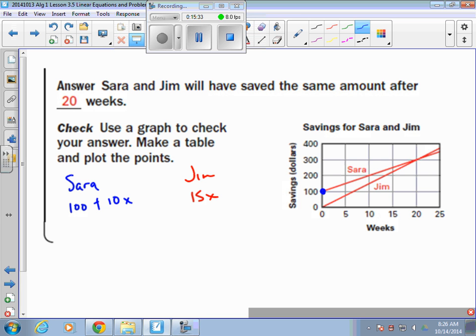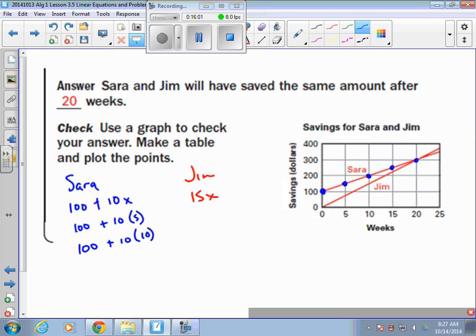Sarah at 0 weeks, she had $100. At 5 weeks, so you're just going to have 100 plus 10 times 5, which is 50. So 100 at 5 weeks is going to be 150. At 10 weeks, 10 times 10 is 100, plus 100, so it's going to be $200. And so on and so forth. At 15 weeks, it's going to be at 250. At 20 weeks, it's going to be at $300.